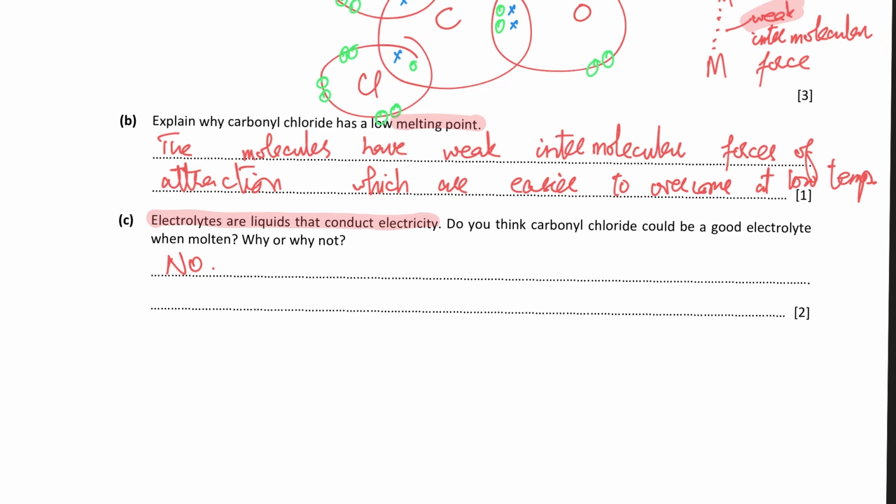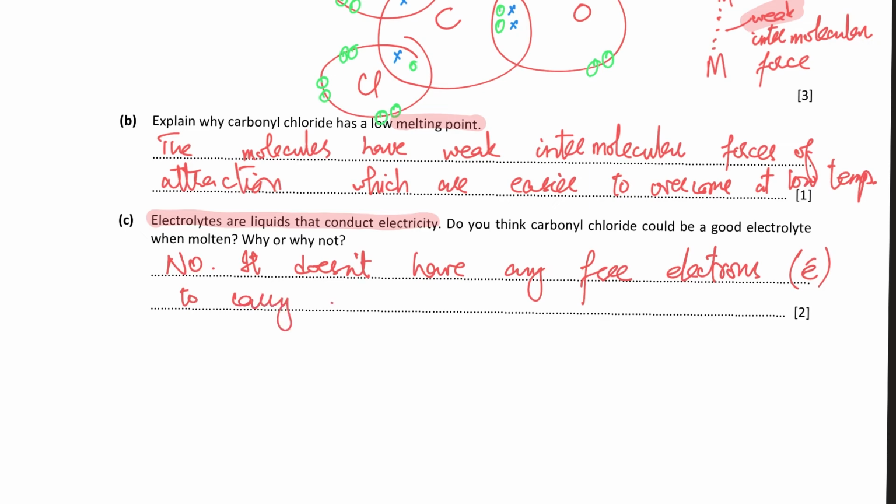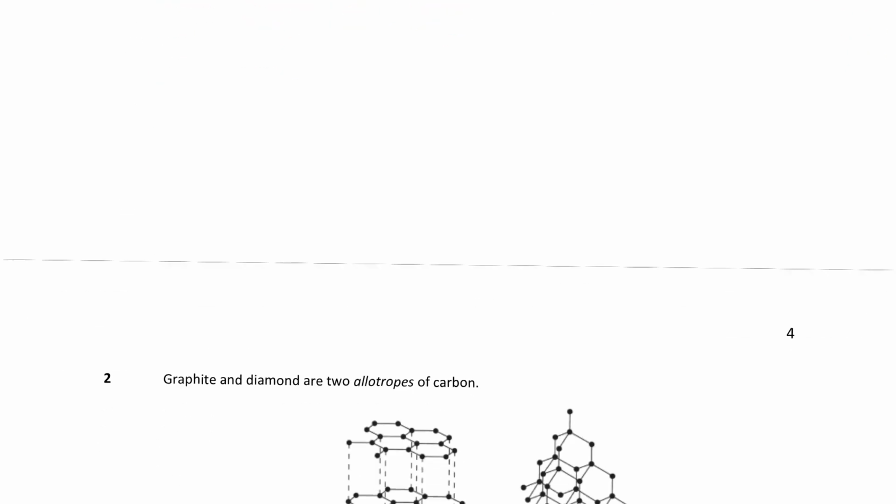And the reason is that it does not have any free electrons. Again, write the whole thing. But the examiner does accept if you just write e, with a negative charge on there. Any free electrons to carry electricity. So there you go. This does not conduct electricity because it doesn't have any free electrons.